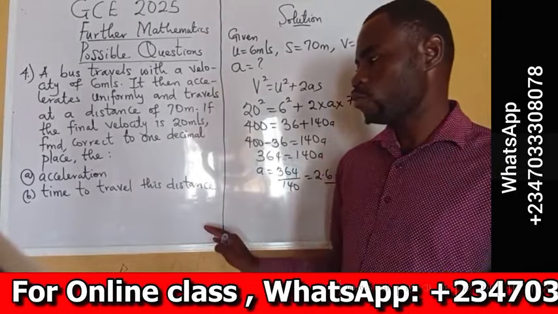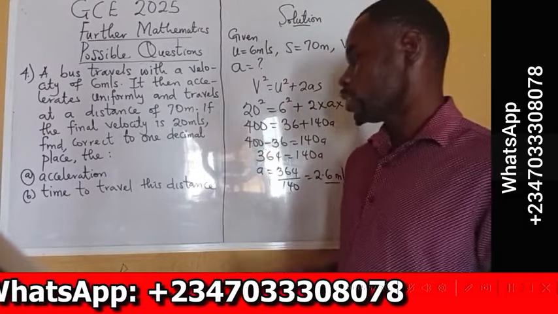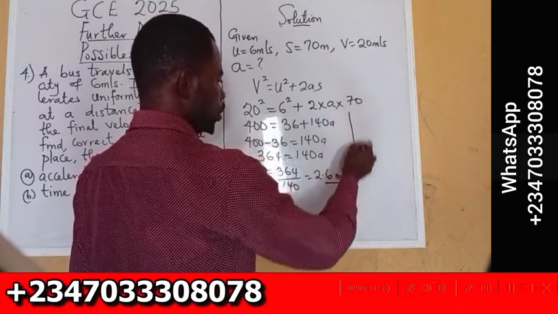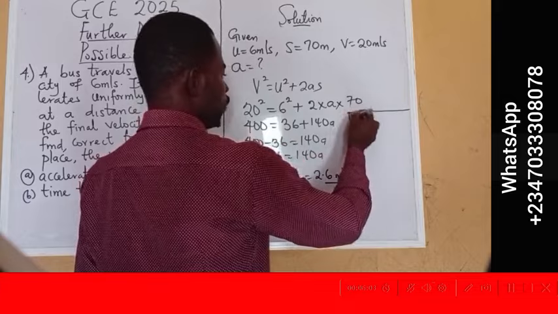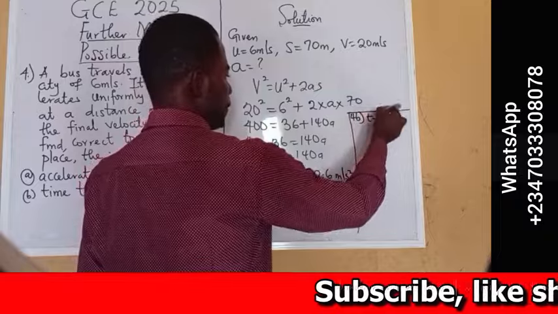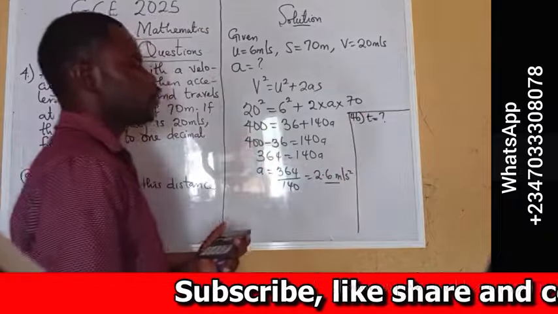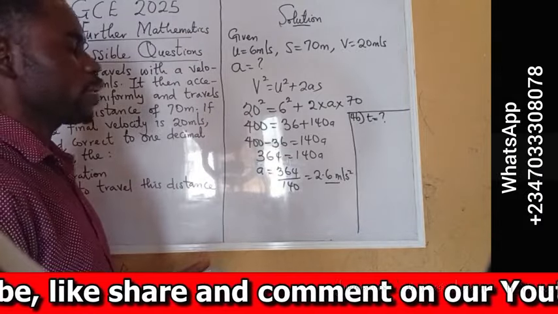Alright, without wasting time, we go to the second question. They said we should find the time to travel this distance. Now I want to find t. I have found my a using this formula, and I want to find t.